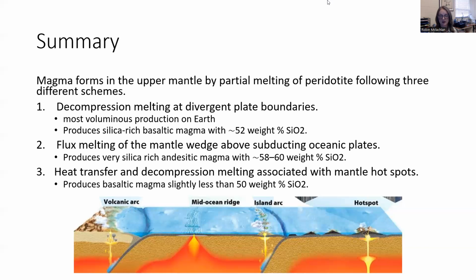This occurs at mantle hotspots. As we talked about, decompression melting also occurs at mantle hotspots, so we have both things going on there. And this produces a basaltic magma that's fairly mafic, right? So less than 50% silica.